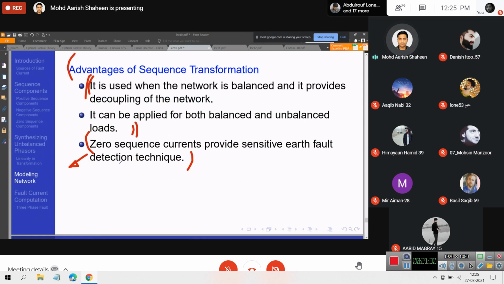Second, whenever there is a fault involving earth, that is to say the fault exists not only between phases but also between phase and ground, these zero sequence currents are always present. So these are typically used as an indication of the presence or absence of ground faults. By the way, I shall be using the term earth and ground interchangeably.